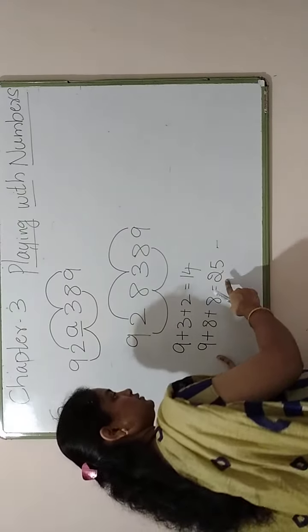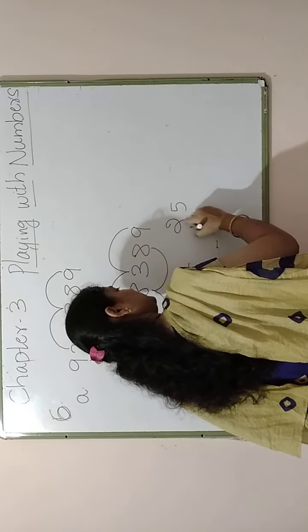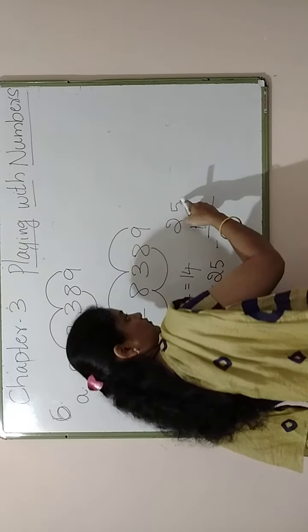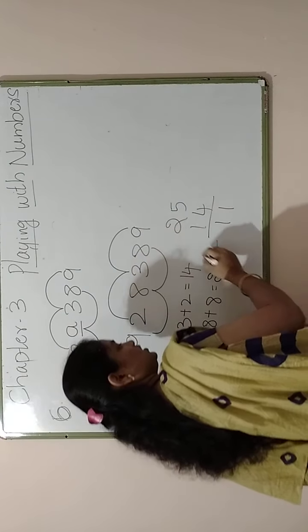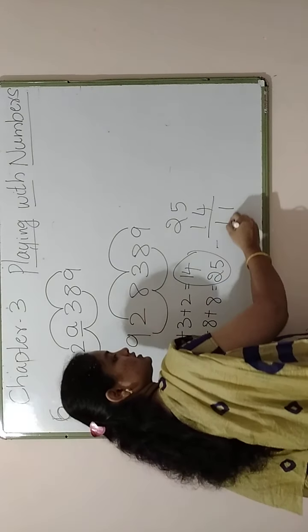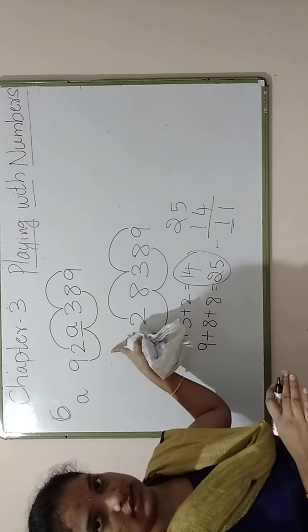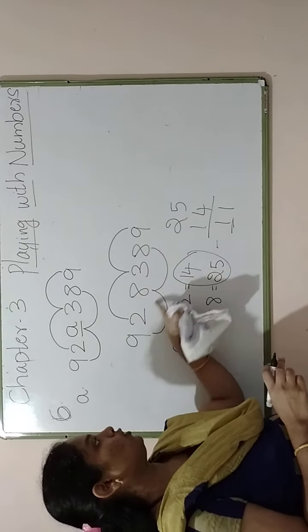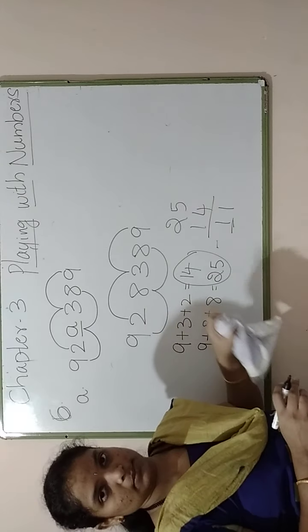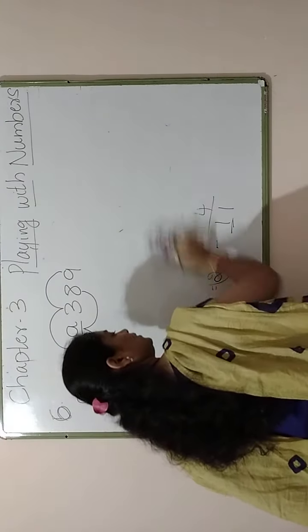Okay, so now the difference between these two, 25 minus 14. 5 minus 4 is 1, 2 minus 1 is 1. So the difference between these two is 11. Hence this number is divisible by 11. So whichever number we got, 8, it is a correct number. Okay. So this is the method to find out the number.